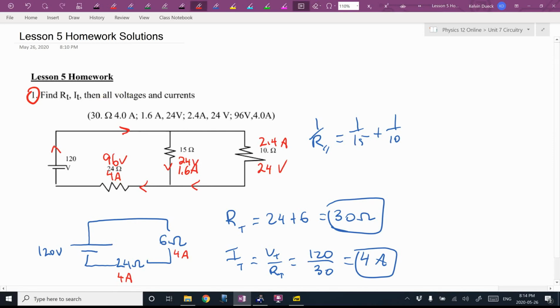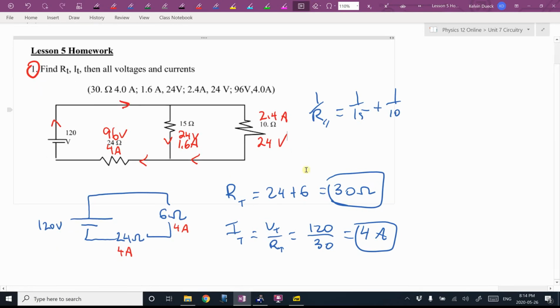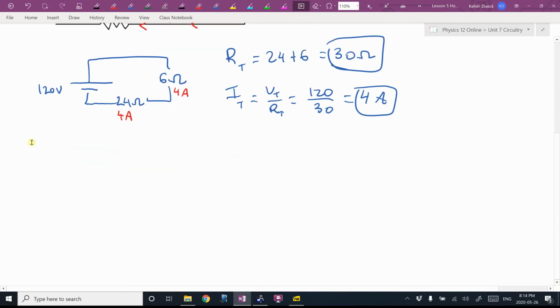Check, check, check. And now if I wanted to find the power, V times I, V times I, V times I, or I squared R, I squared R, I squared R, or V squared over R, V squared over R, V squared over R. Well, that was fun. If I haven't mentioned it already, and I think I have, I love solving circuits.